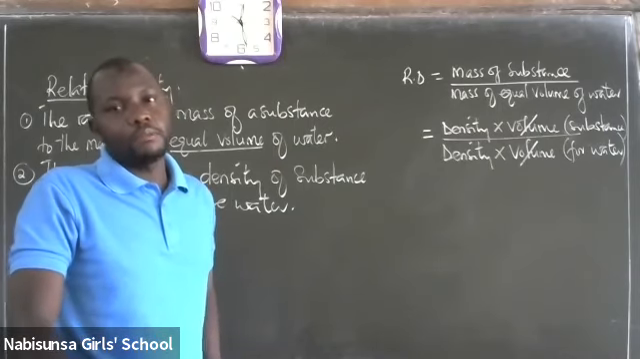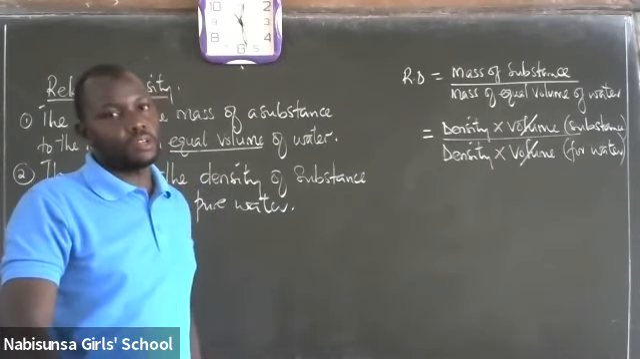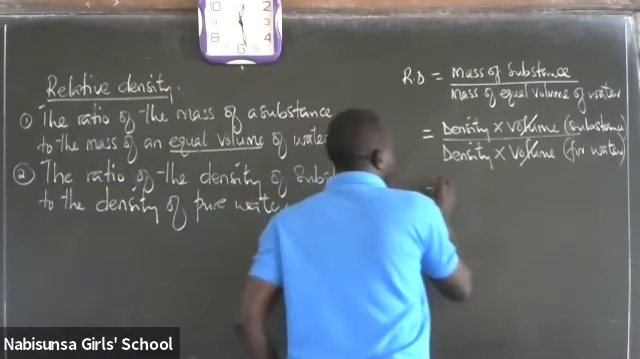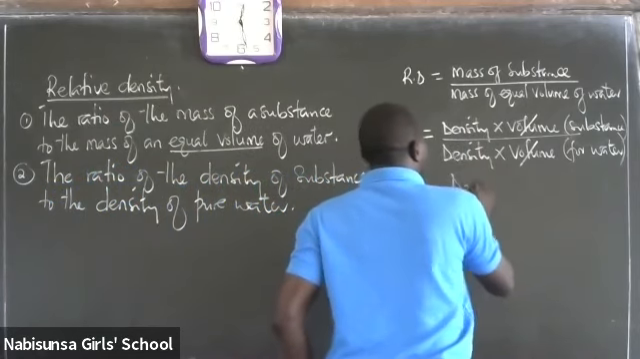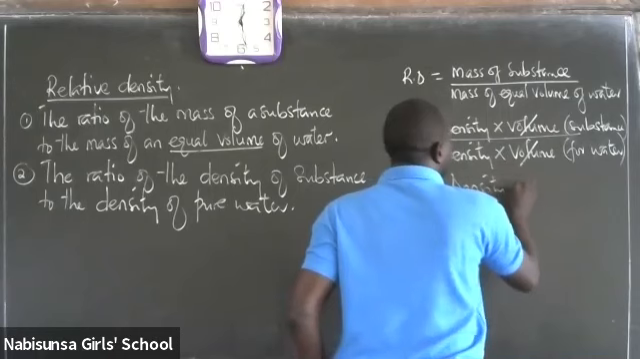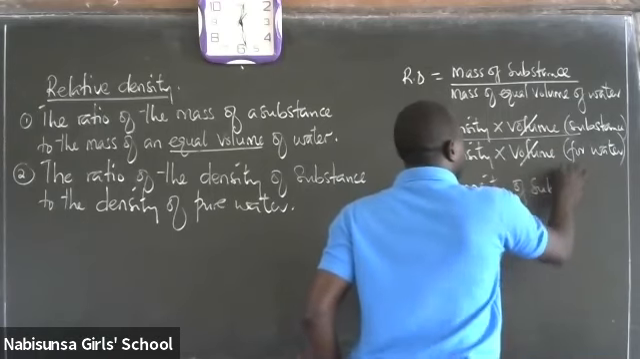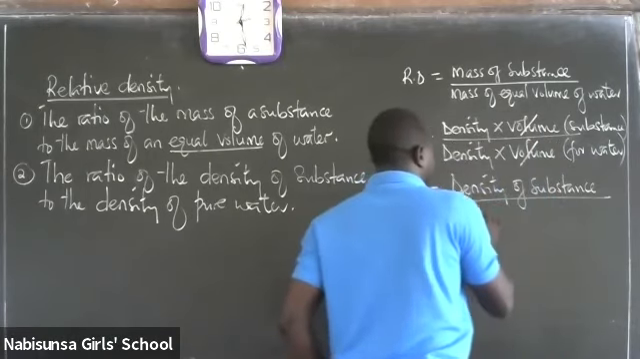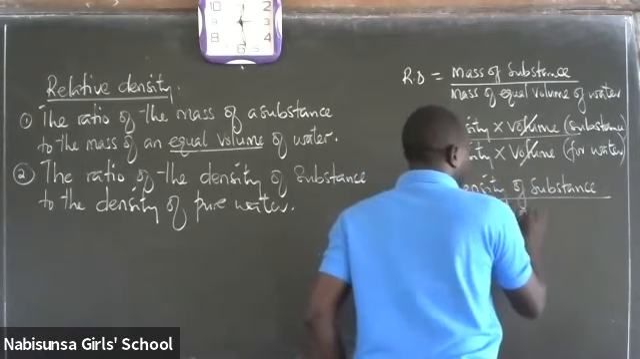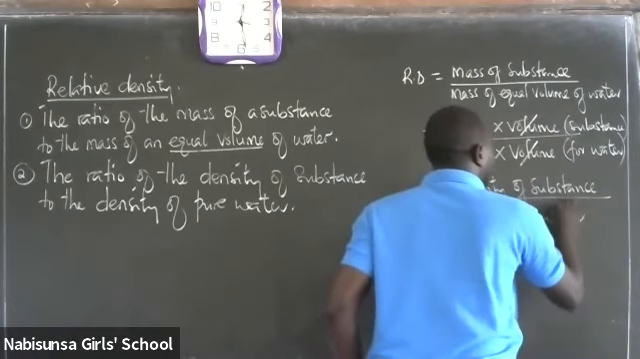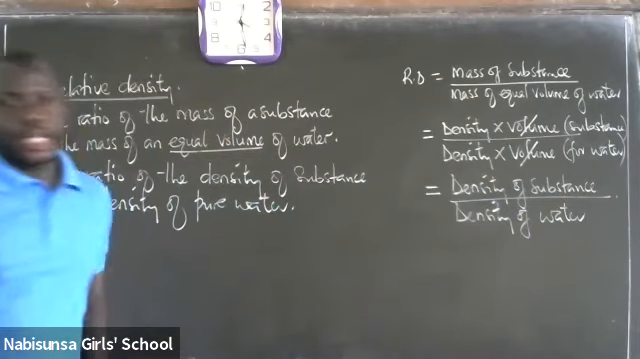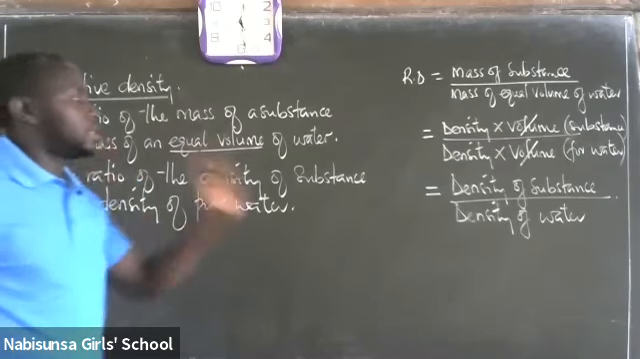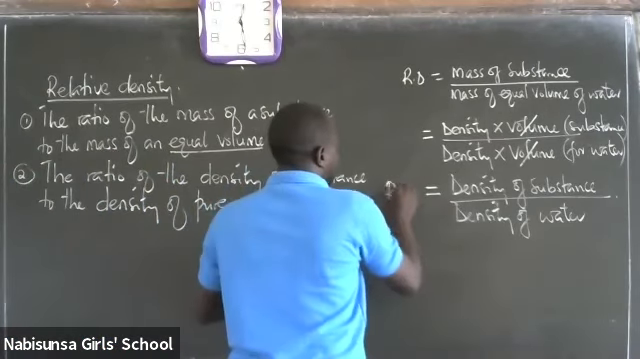Because they must be equal according to the definition. But the densities are not equal. So what do we remain with therefore? We are remaining with the density of the substance over the density of water. Isn't this still relative density?